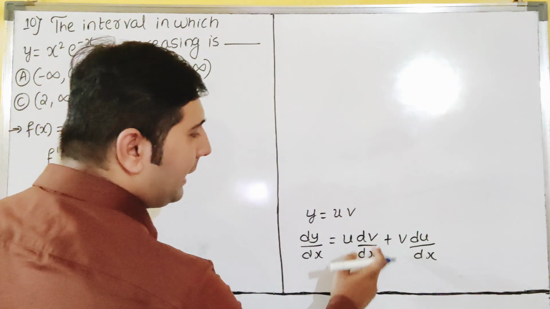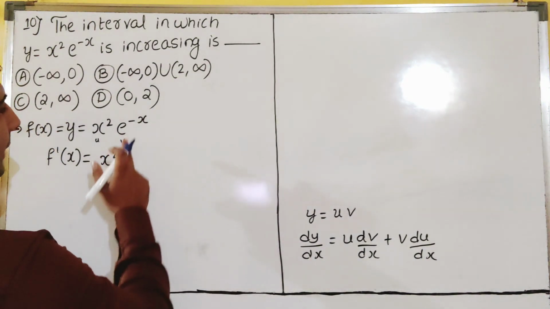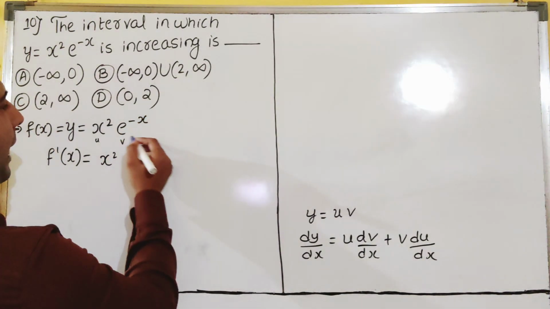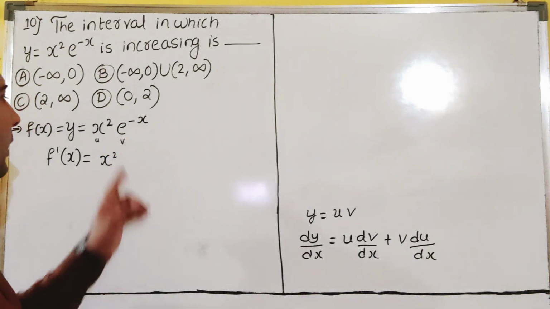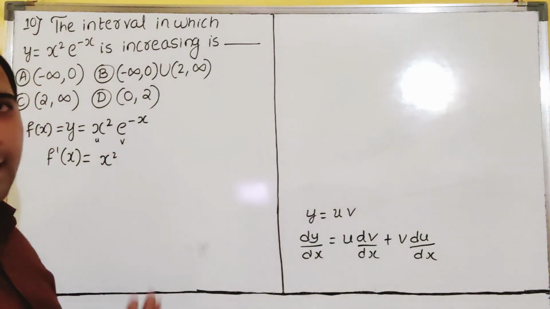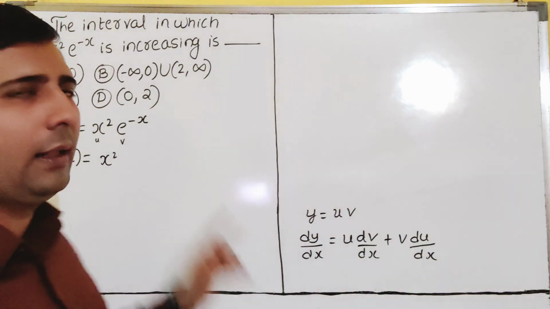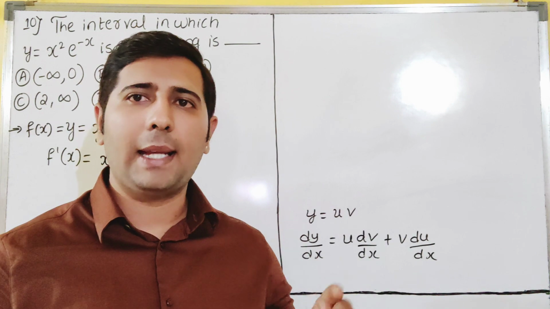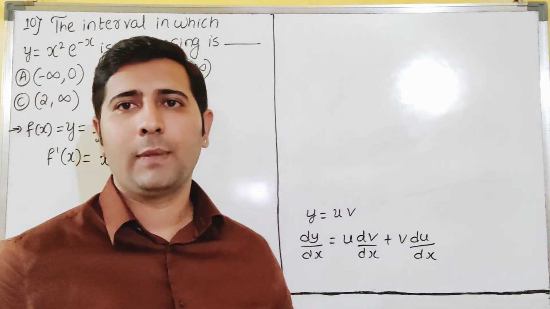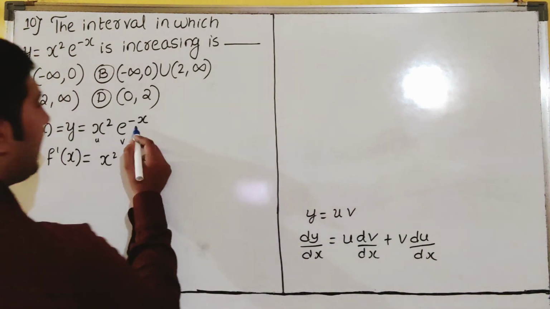Now I have to take the derivative of v. v is e raised to minus x. It looks like e raised to x only. I know, and you also know, that it is not x but minus x. But let us assume minus x is x only. If it is not x, we will take the derivative. So we will assume it as x only.